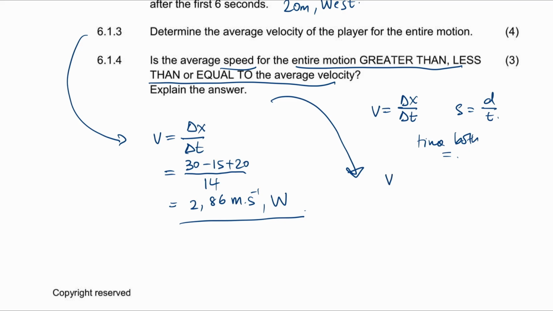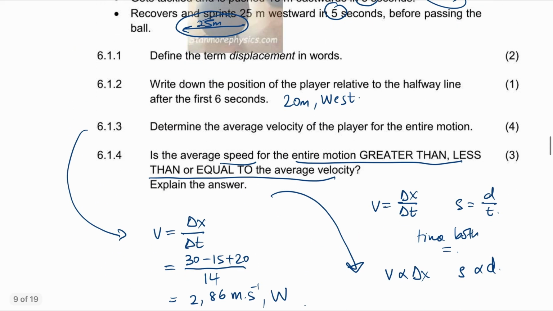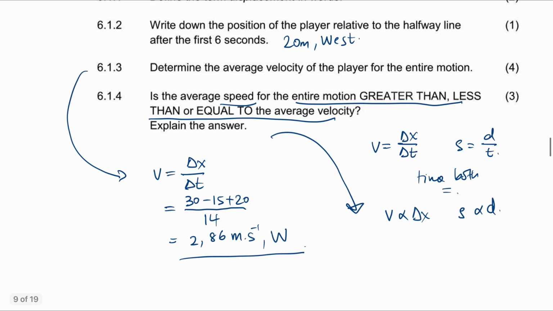That means that the velocity is going to be directly proportional to the displacement, and the speed is going to be directly proportional to the distance. Now, when we calculated the displacement, it's clear here that we were subtracting values, because remember, displacement is a vector, and so direction is needed. If it goes in the opposite direction, we need to subtract. Whereas speed and distance are scalars. There's no direction needed, so there's no subtraction at all.